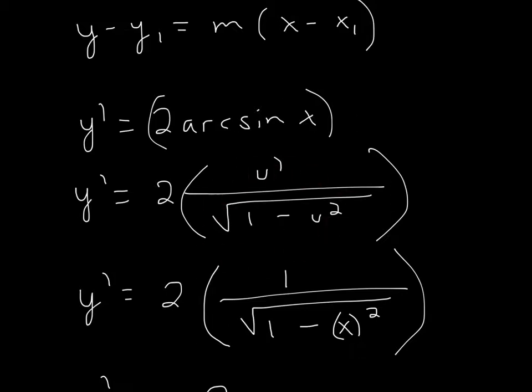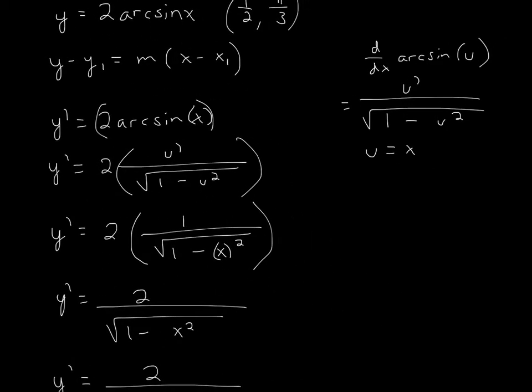Now you have to memorize this: the derivative of arcsin u is u prime, which is just the derivative of whatever is in the parentheses, which we denote as u, over the square root of 1 minus u squared. So the derivative of arcsin of u, anything inside is u, and u prime is the derivative of whatever is inside, over the square root of 1 minus u squared. Here, all I'm saying is that u is equal to x.